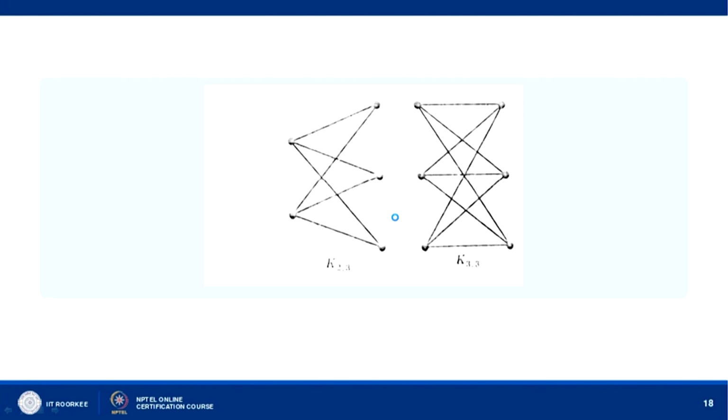Now, this is an example of K_{2,3}. There are 2 vertices here and 3 vertices here, and every vertex here is joined to every vertex there. So, the total number of vertices is 5 and the total number of edges is 6. And here we have 3 vertices here and 3 vertices here, every vertex in V1 is joined to every vertex of V2. So, this is the example of K_{3,3}.